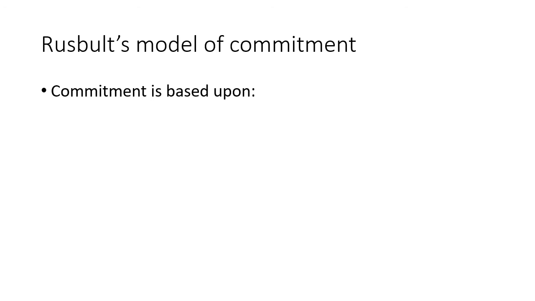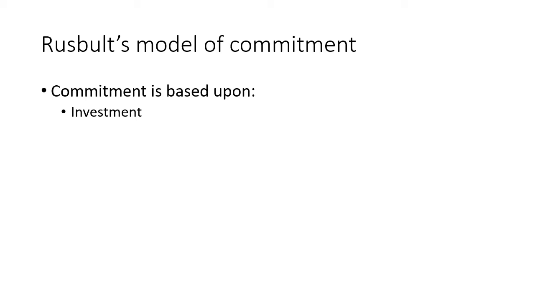The next thing I want to talk about is Rusbult's model of commitment. This is a very interesting model. I added this in. This isn't in your book, and this is a model I used in my dissertation, basically looking at how couples remain committed to each other. And commitment in a relationship is based on three components. First is investment. How much you've invested in the relationship.